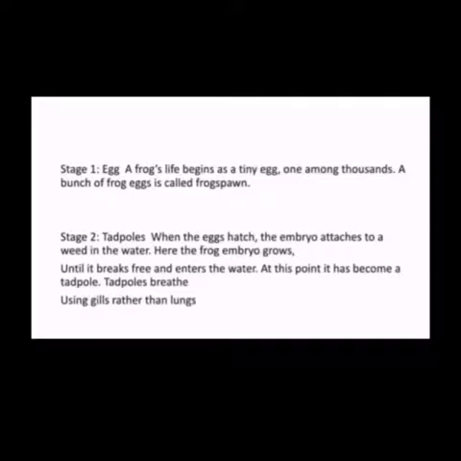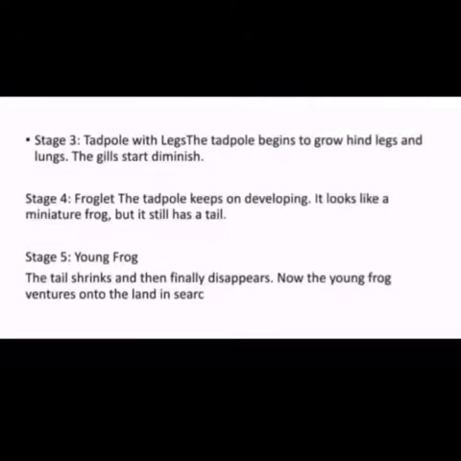At this point, it has become a tadpole. Tadpoles breathe using gills rather than lungs. The tadpole begins to grow hind legs and lungs. The gills start to diminish.